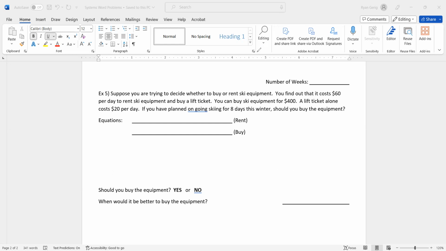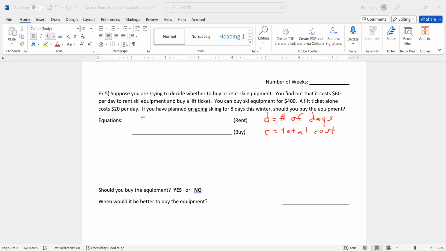So renting. Before I do that, let's define our variables. So the thing we don't know is number of days, D. Yes, I know I said we're looking at specifically the 8 days, but let's look more in general. When is it going to be the same? Okay. And so we'll say C is total cost. The other thing we don't know.